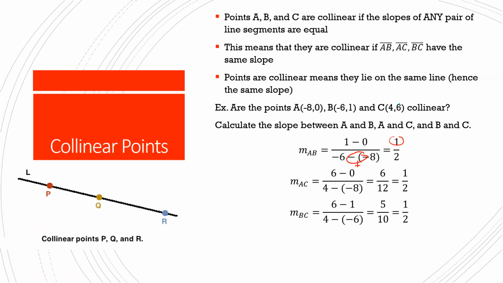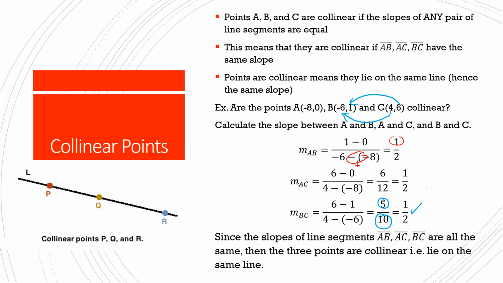So I'm going to take the difference between the y coordinates between B and C, and then I find the difference between the x coordinates between B and C. So 6 minus 1 is 5, and then 4 minus negative 6 gives me 10. And 5 divided by 10 is 1/2. So I end up getting 1/2. So because the slopes of the line segments are all the same, then you know the 3 points are collinear. And that basically means they all lie on the same line.